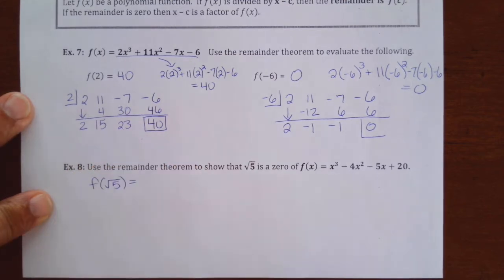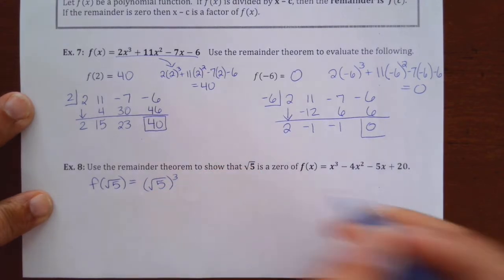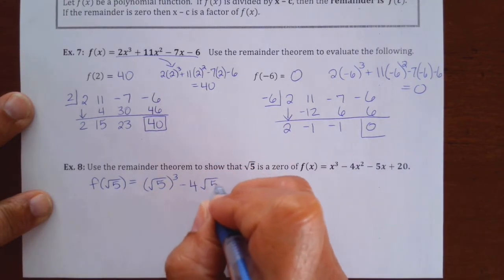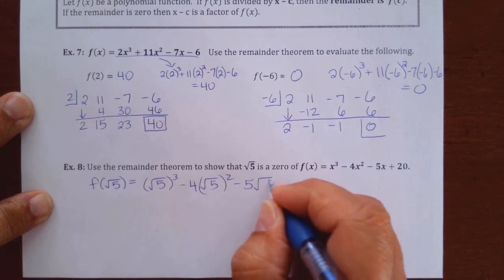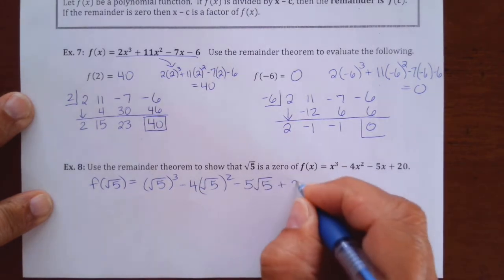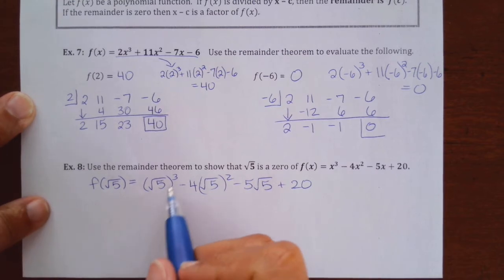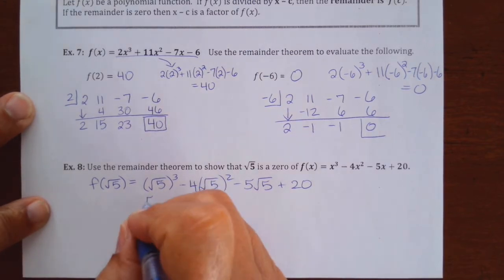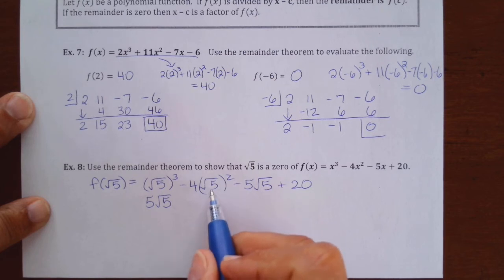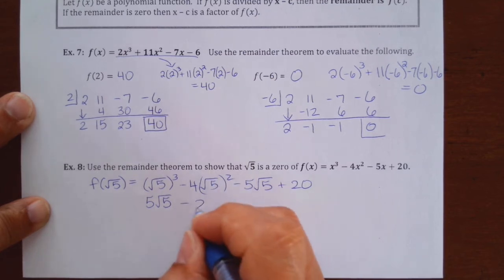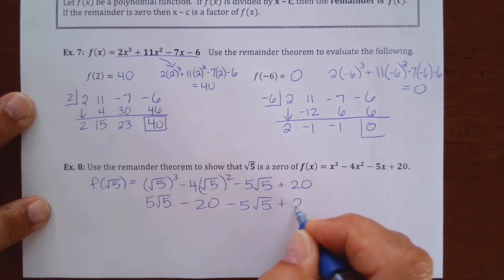So I would do square root of 5 cubed minus 4 square root of 5 squared, so I'm putting the square root of 5 in here, minus 5 square root of 5 plus 20. Still got to have radicals, but to me this is a little bit easier. If I cube the square root of 5, I get 5 square root of 5. If I square the square root of 5, that's 5 times 4, that's 20. This can't do anything, and that's plus 20.